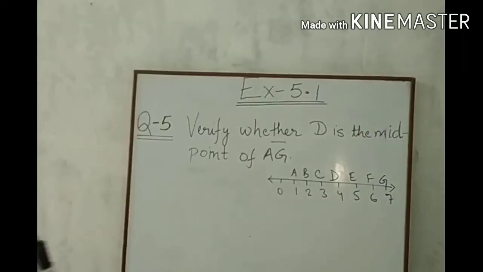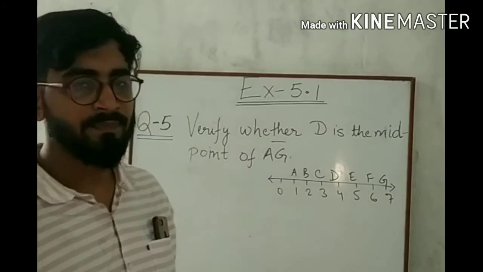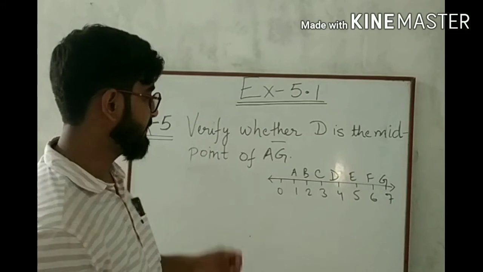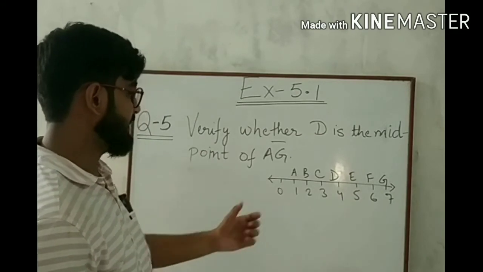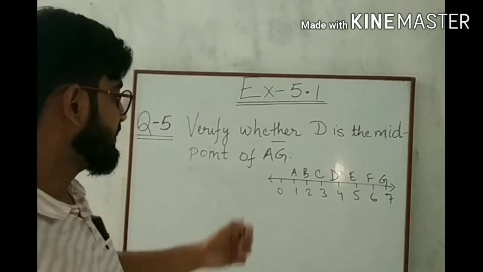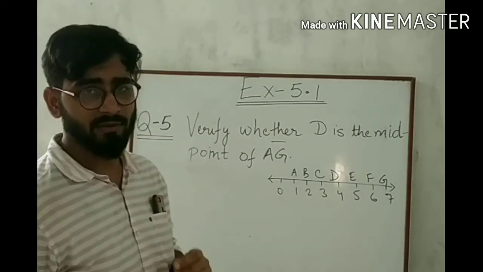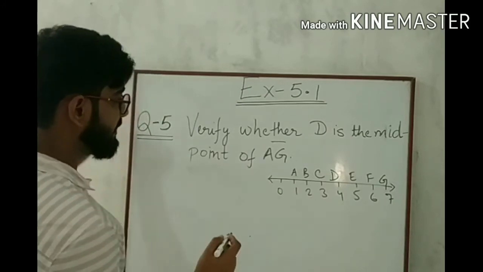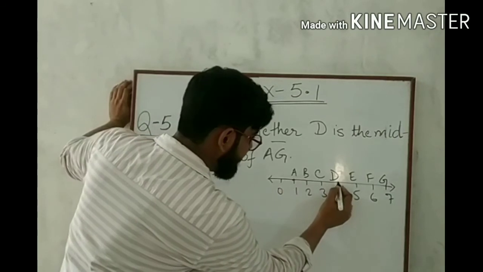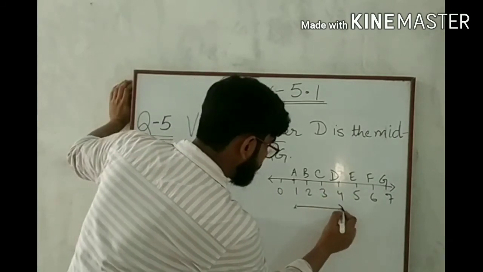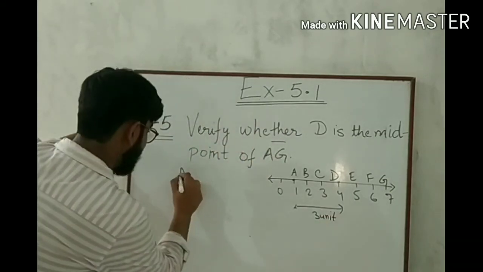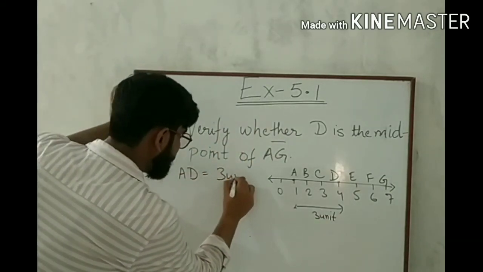Now we are going to do question number 5. Verify whether D is the midpoint of AG or not. To verify it, we have to find the distance AD and DG. If AD comes out to be equal to DG, then we can say that D is the midpoint of AG. So first of all, we will measure the distance AD. See here, A is at 1 and D is at 4. So AD is equal to 3 units.